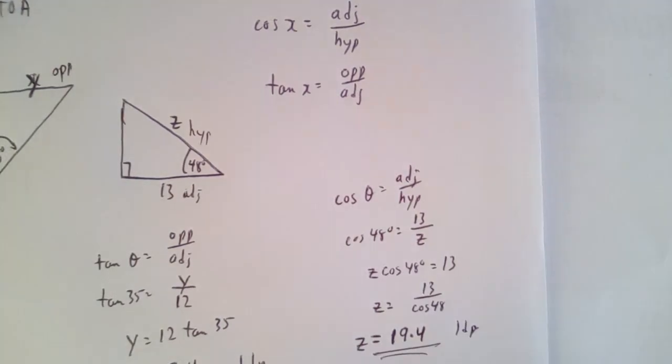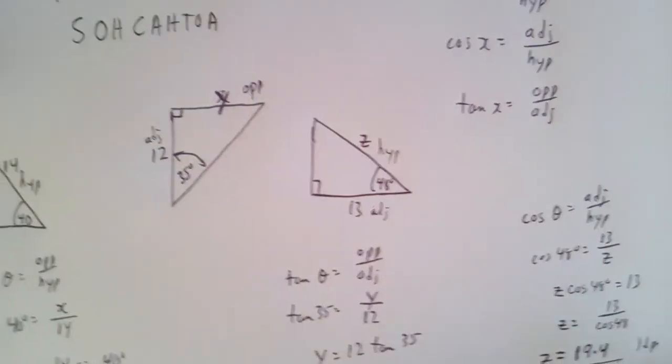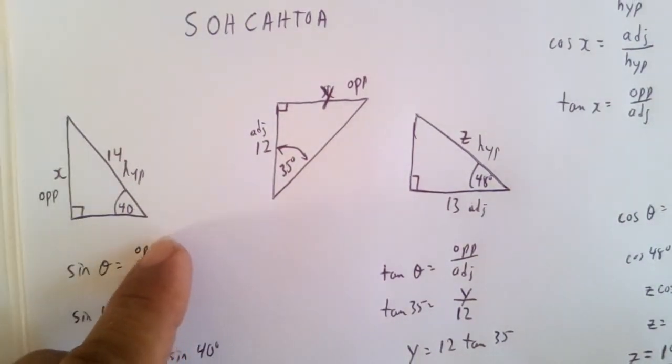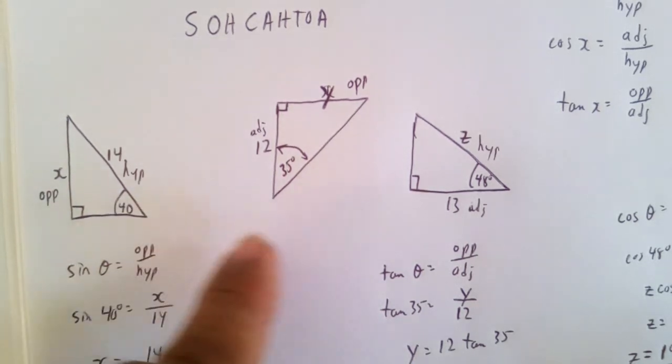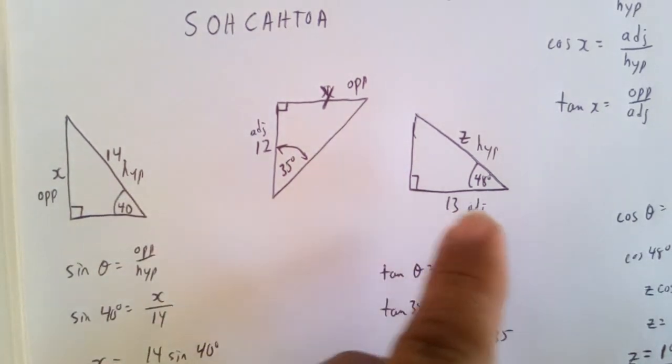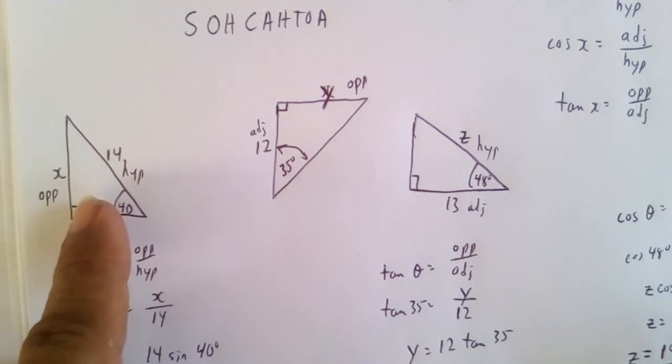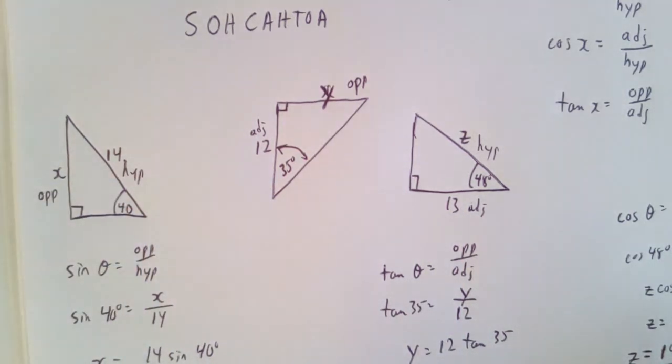So how do we go about doing this? We look for the angle or what we have been given. Here we have been given an angle and a side, and you can find the other side. So that's how you do this one.